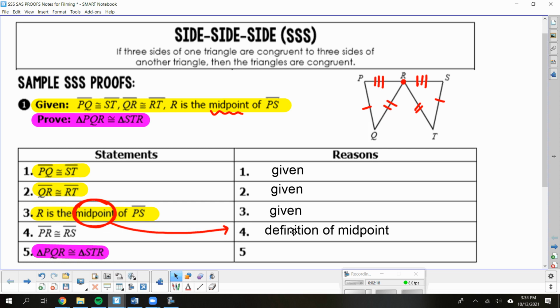And then if we look at our triangle and we look at our marks, we notice that we have 3 sides in one triangle congruent to 3 sides in another. So we are congruent by side, side, side. Alright, let's try another one.